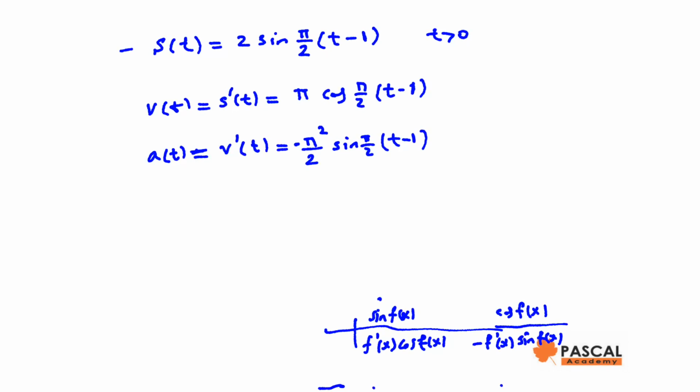Notice that in finding both derivatives, we used the constant rule. The derivative of c times f of x is c times f prime of x. The derivative of 2 times sine of (pi over 2 times t minus 1) is 2 times the derivative of sine of (pi over 2 times t minus 1). Similarly, we treated pi as a constant when we took the derivative of the velocity function.